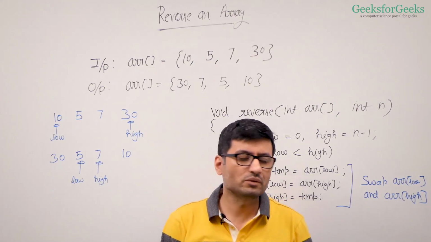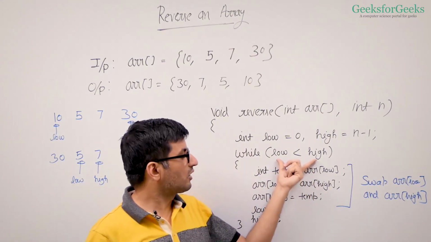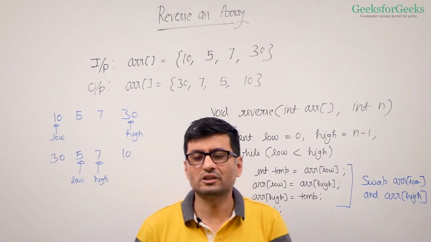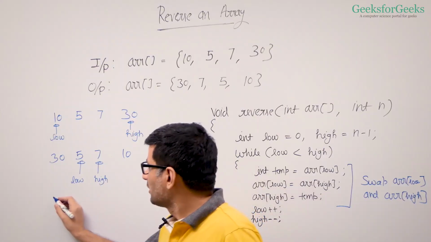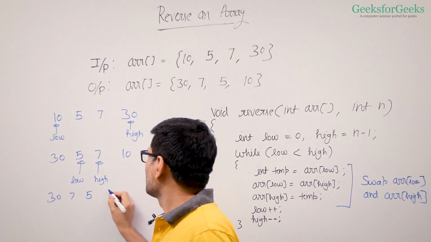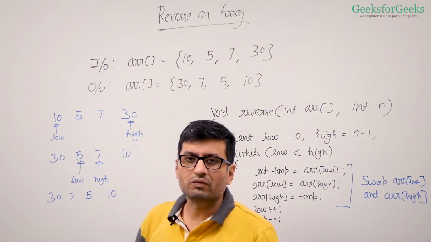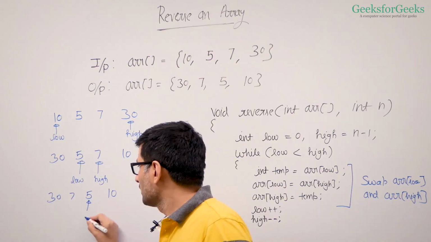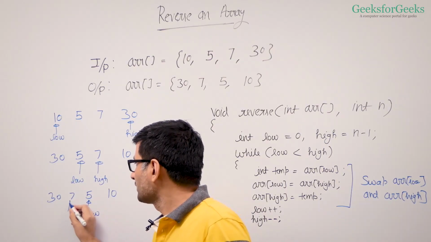We again swap because low and high, they have not crossed each other or they have not met. Low is still smaller than high. So what do we get? We get 30, 7, 5. Then we have 10. And after swapping, we do low plus plus. So low comes here and high comes here.